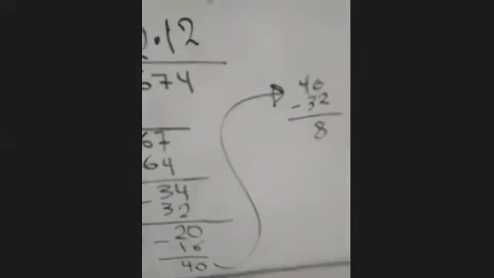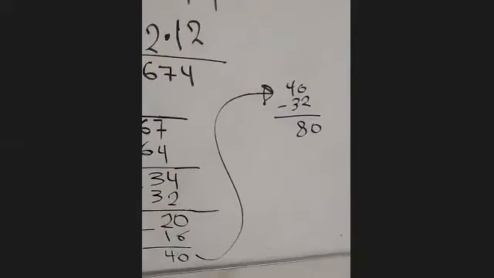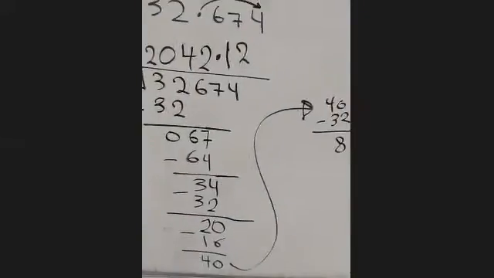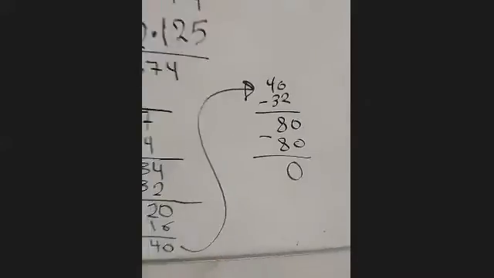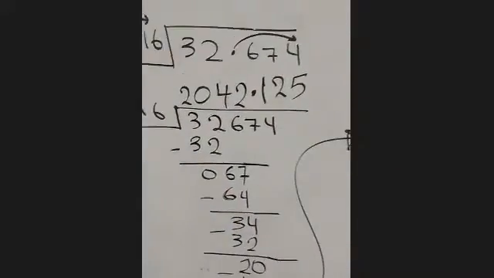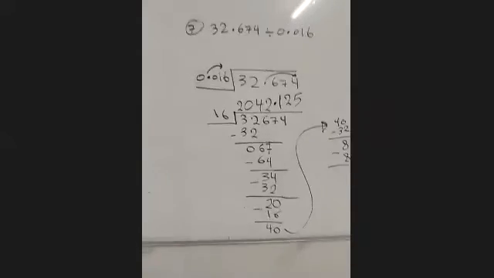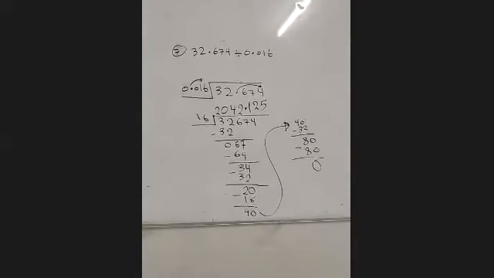Subtract, equals 8. I have a decimal, I can add 0. 80 and 16, if you check the numbers, you will get 5. 5 by 16, exactly 80. Subtract, 0. So my answer is 2042 decimal 125. Got it?